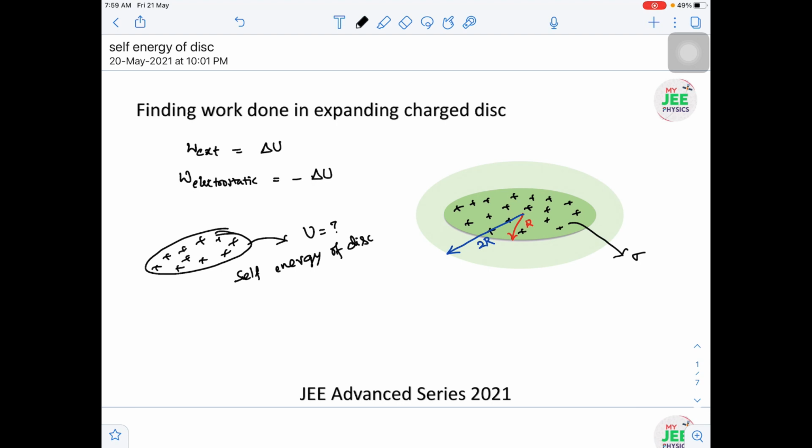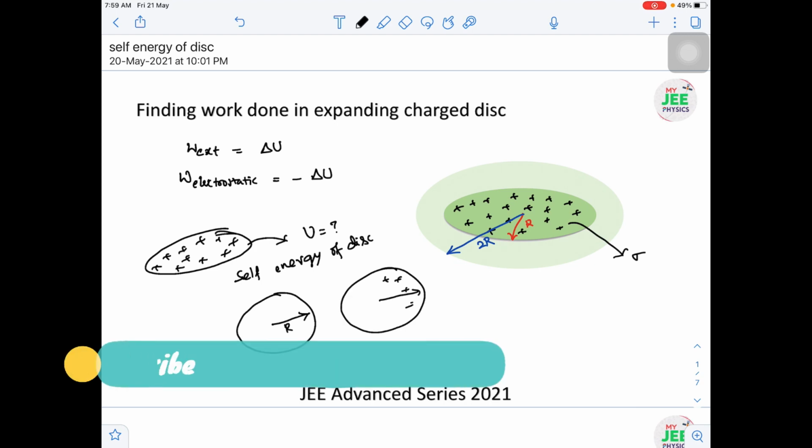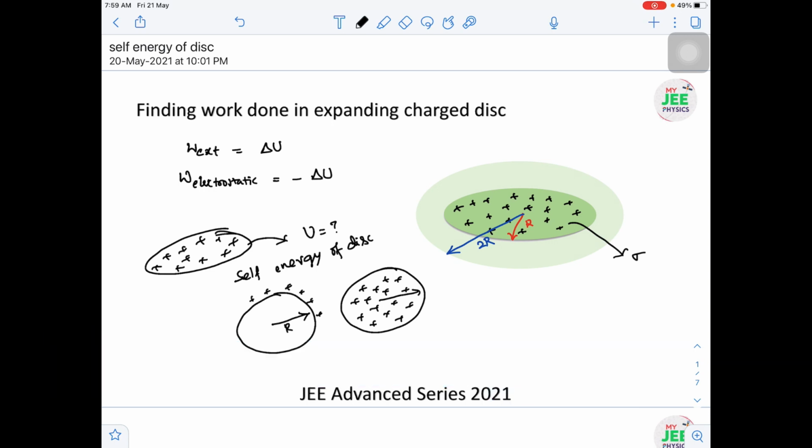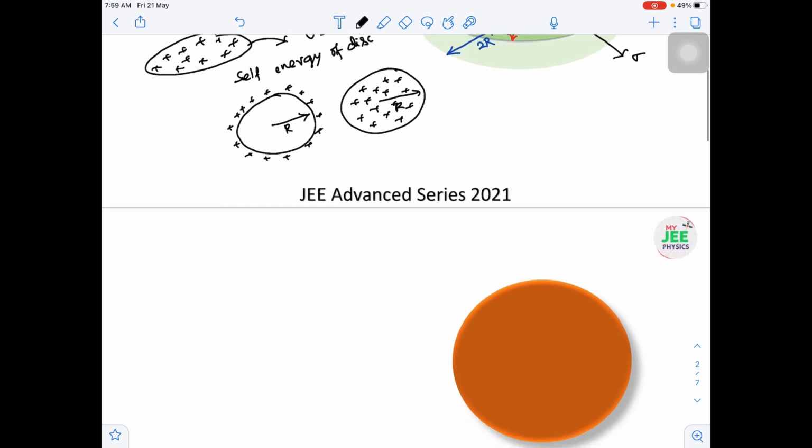I don't know how many of you know the self energy of a spherical shell, and at the same time the self energy of a non-conducting sphere. I think you have come across these things: self energy of the spherical shell and self energy of the non-conducting sphere. So just go through it. If you have not done these things, then let me know in the comment section so that I will explain these parts also. So first let us go with the self energy of the disk.